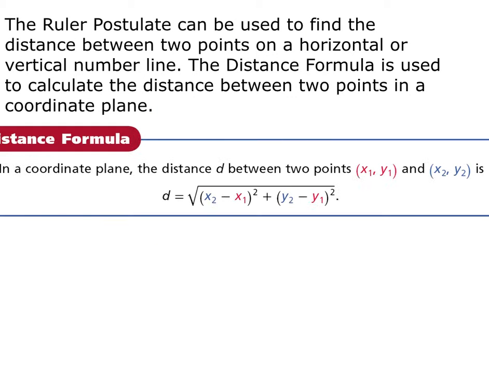Another formula is the distance formula. The distance formula helps us calculate how far 2 points are apart on an xy axis. Okay, so look at the formula there. To get the distance between your 2 points, one point again is going to be called x1, y1, and the other point is x2, y2.